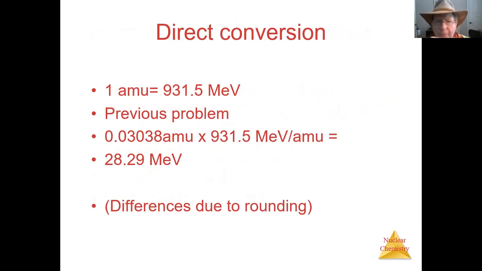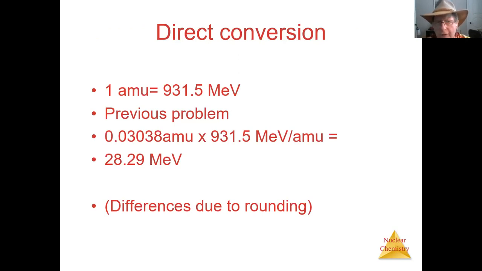I've got a similar problem. I can solve this and do it in a direct conversion. The direct conversion is 1 AMU is equal to 931.5 MeVs. So if I take the mass defect, multiply it by 931.5, I get a similar result. The differences are due to rounding.